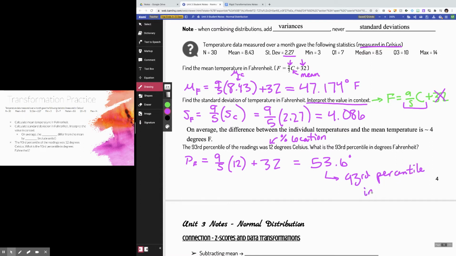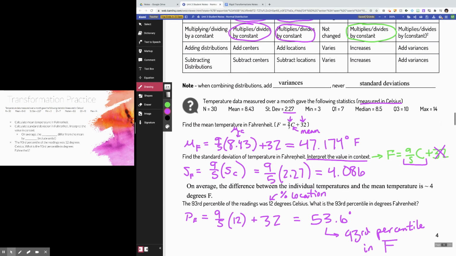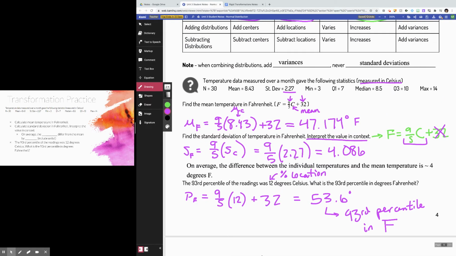In Fahrenheit. Okay, so that's it for just basic data transformation. We'll do more with adding and subtracting distributions when we get into our unit specifically on probability. So that's unit 5. So we'll get to that in a little bit.